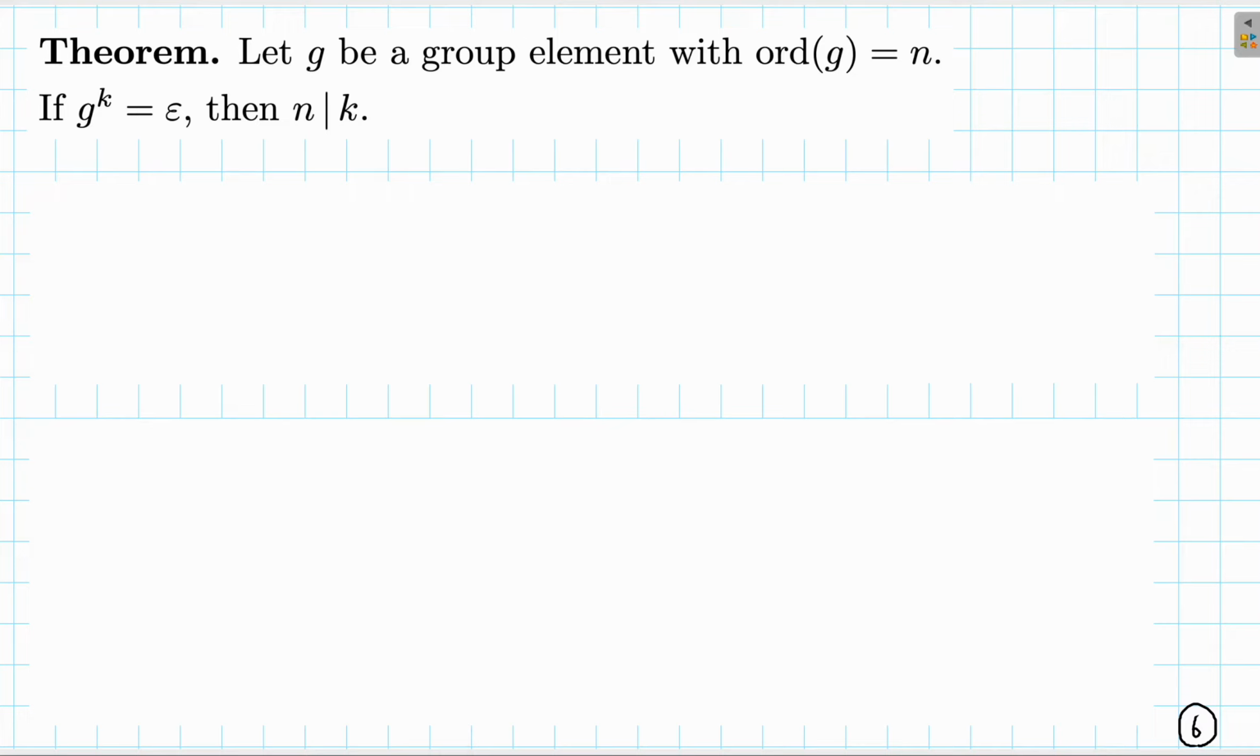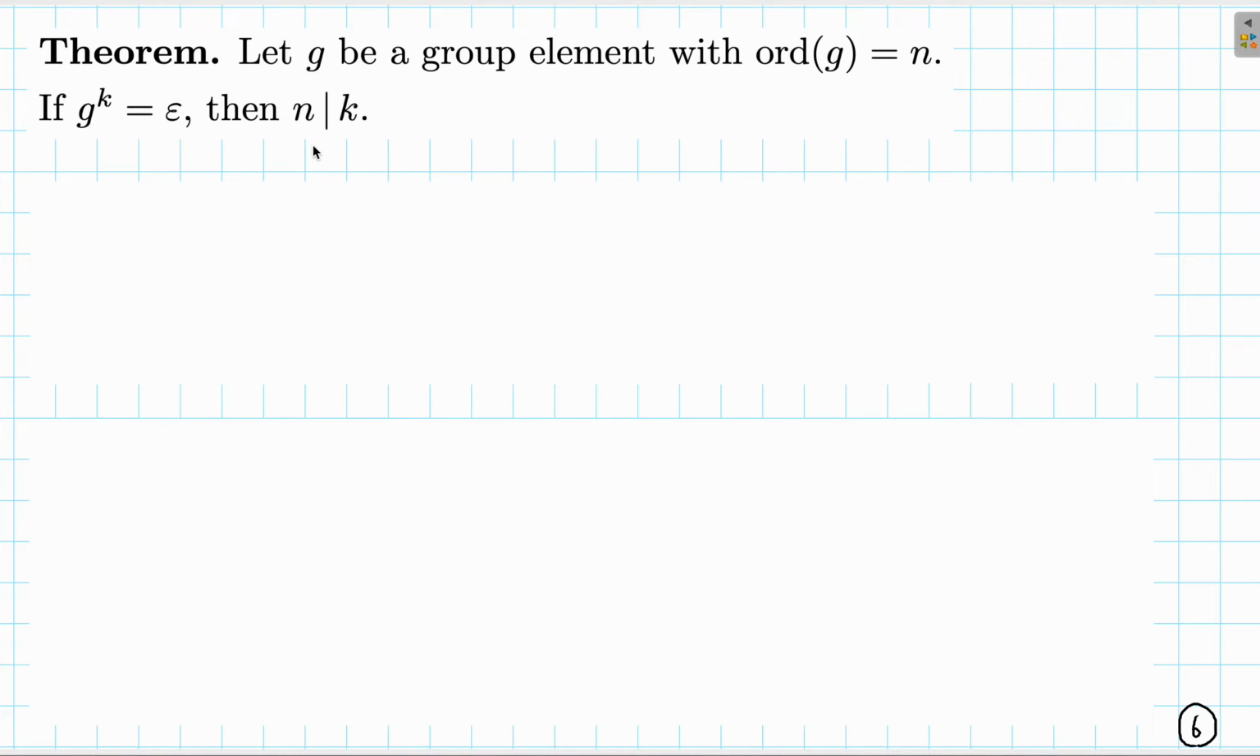Now we're going to prove the following theorem. Let G be a group element with order n. And we're going to prove the claim, if G to the k is the identity, then n is a divisor of k. So this is the second implication from our earlier if and only if statement.